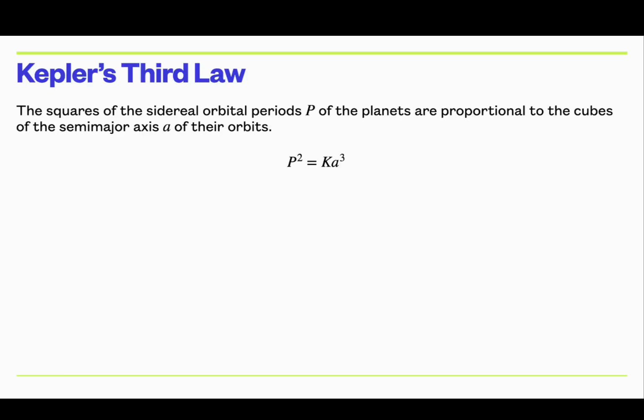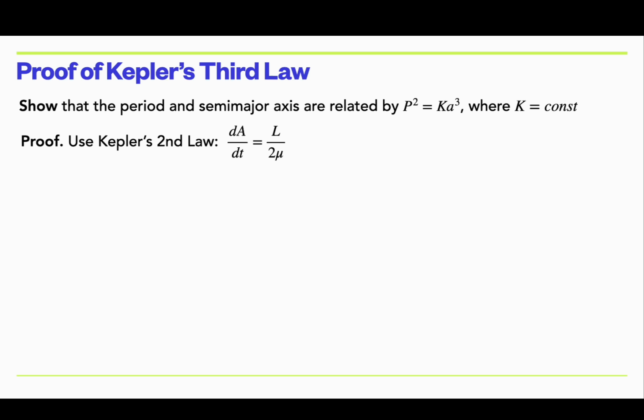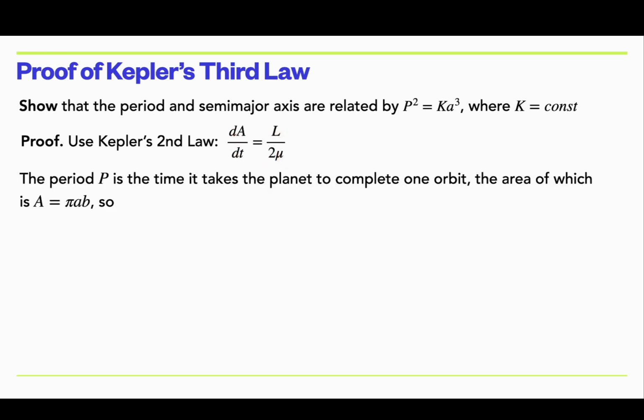Okay, Kepler's third law. This is the final thing that we're going to talk about with ellipses. Kepler's third law says that the square of the period is proportional to the semi-major axis cubed. We've already seen that this is true for a circular orbit, because for a circular orbit, the radius is just the semi-major axis. But we want to prove this in general for ellipses. So we're going to start with Kepler's second law, that dA/dt is the angular momentum over 2 mu.